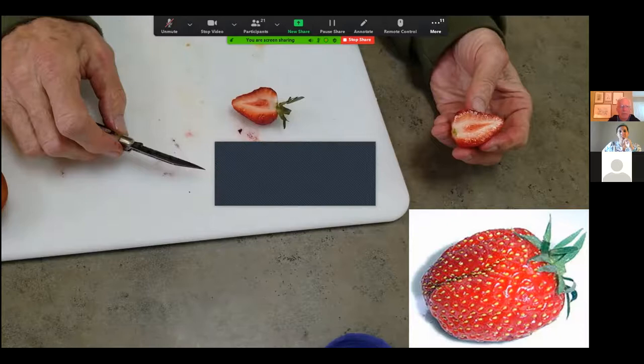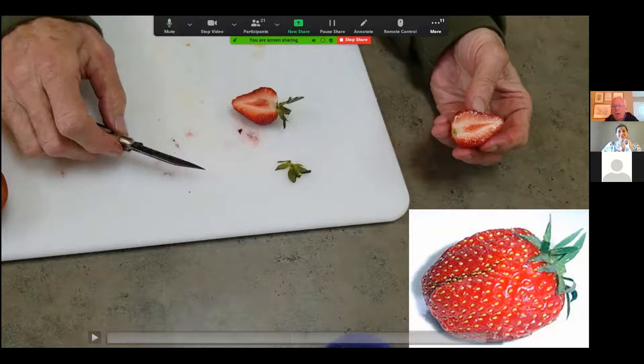So maybe more than you ever wanted to know about the things you eat, but it's always fun. It makes eating lunch at the lunch table with others, and we'll do that again one day. Makes it fun.